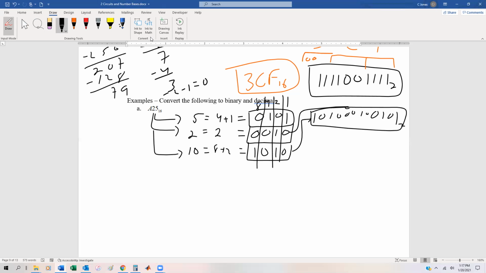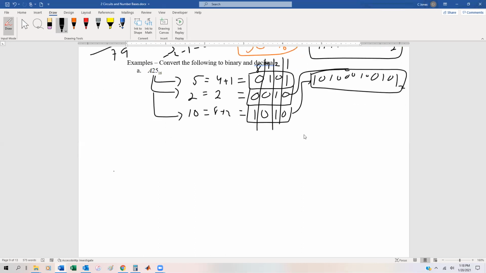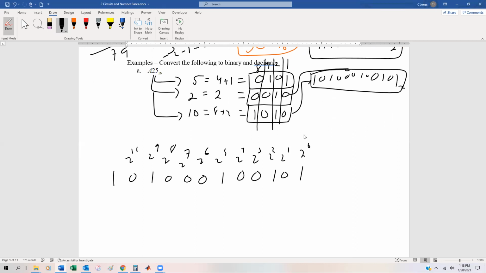Now, if we want to put that into base 10, all we have to do is add up the bits and take them as powers of 2. Right? So we have 1, 0, 1, 0, 0, 0, 1, 0, 0, 1, 0, 1. And remember, it's 2 to the 0, 2 to the first, 2 squared, 2 cubed, 2 to the 4th, 2 to the 5th, 2 to the 6th, 2 to the 7th, 2 to the 8th, 2 to the 9th, 2 to the 10th, and 2 to the 11th.